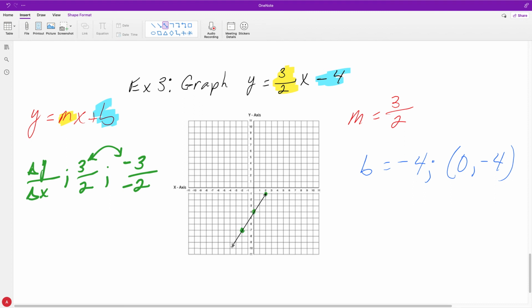And like I said, you will be using a straight edge, so yours will be nice and straight, and that is what my graph will look like. All right, so that is the other way that you can graph using our slope-intercept form, and that is it for this video.